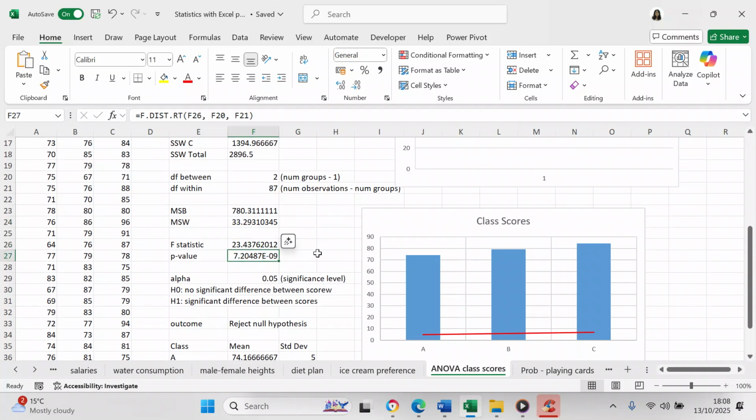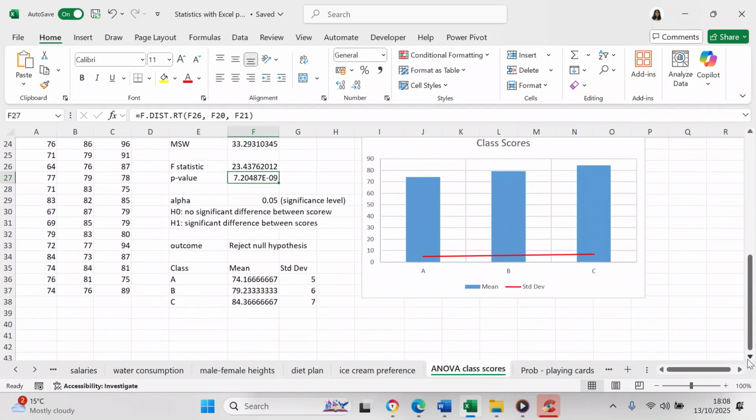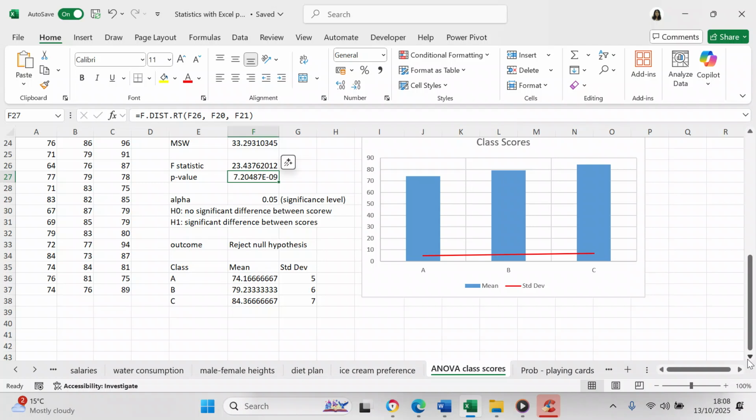And your p-value is a really low level. That's your F.DIST.RT, and then it's F26, your F statistic, comma, F20, your DF between, and F21, your DF within. So your p-value is a really very low level. It's less than 0.05, your alpha, your significance level being 0.05.